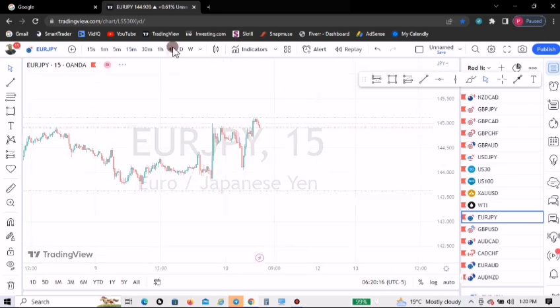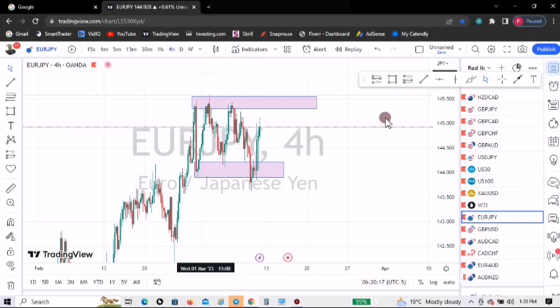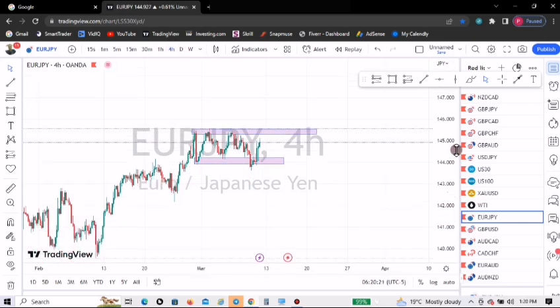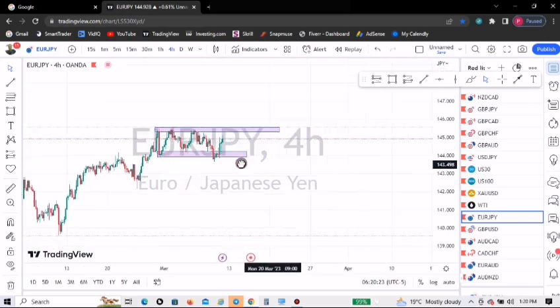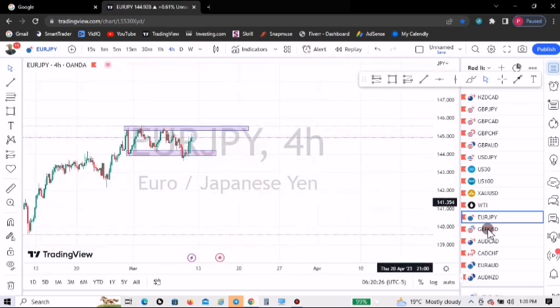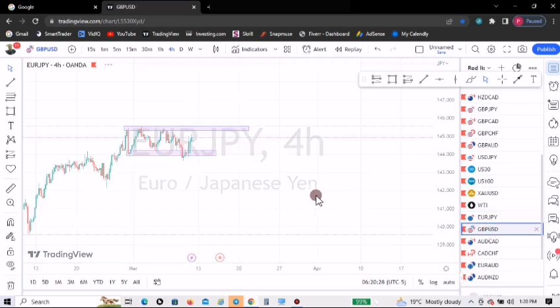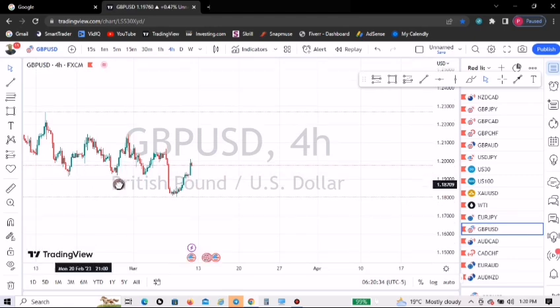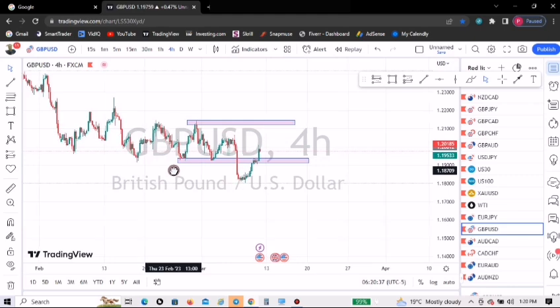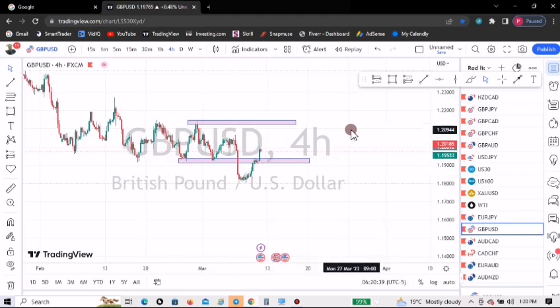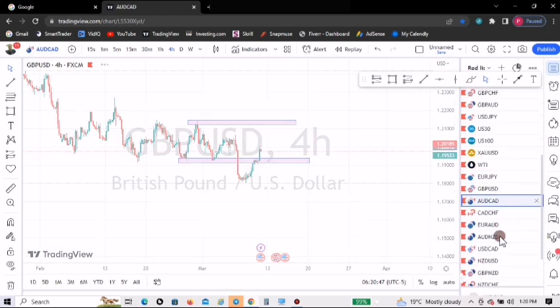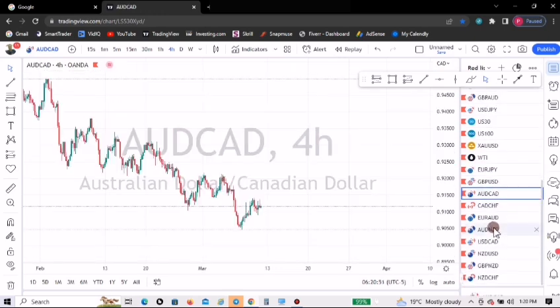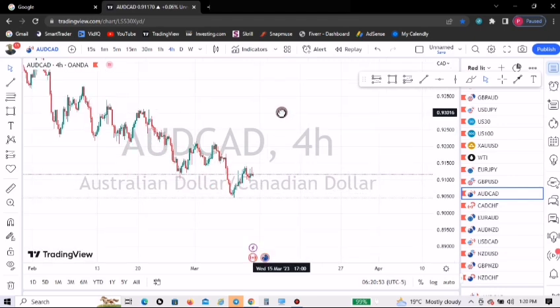4-hour. Okay, it's ranging. It's ranging within a channel. GBPUSD. It's not clear. AUDCHF.